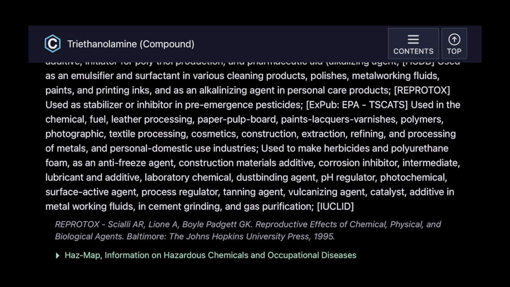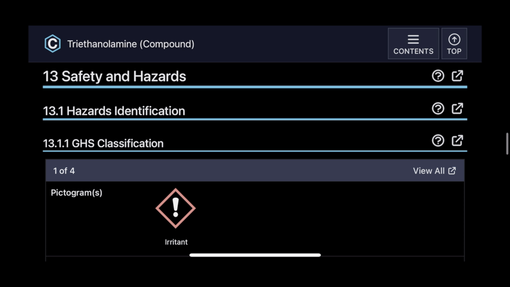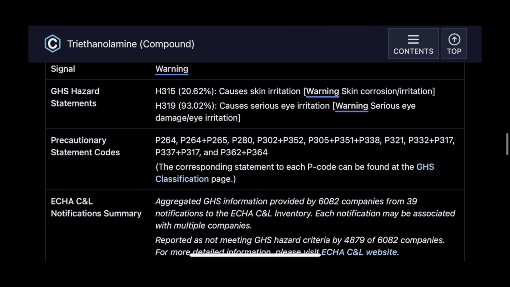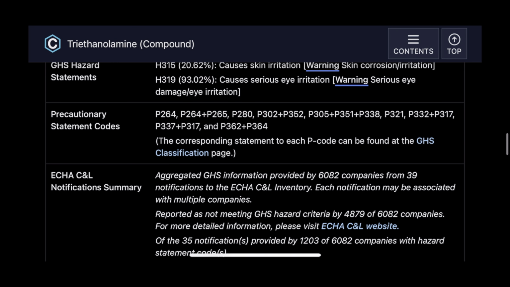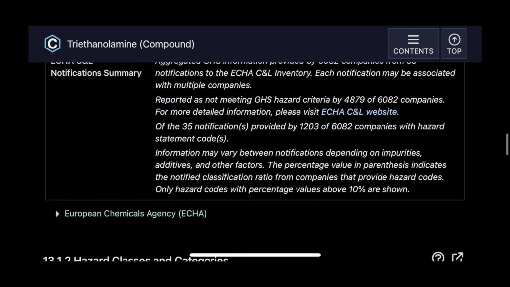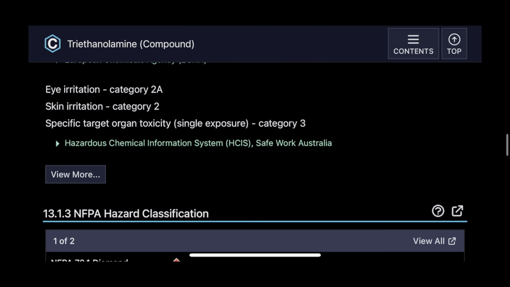Lastly, I show you the hazards that the molecule has. Again, like I said, it's just an eye irritant and a skin irritant, which honestly is okay in my book because it doesn't really irritate me.